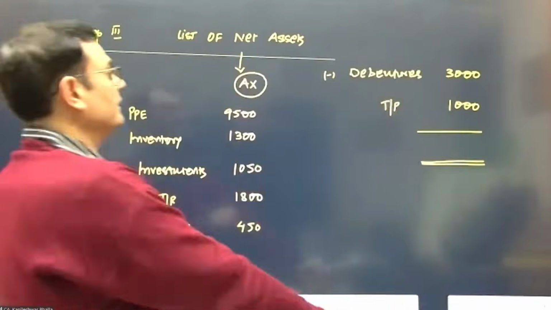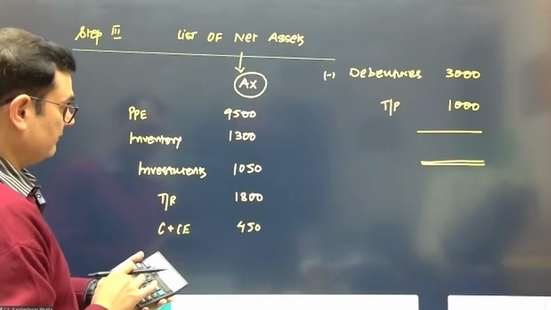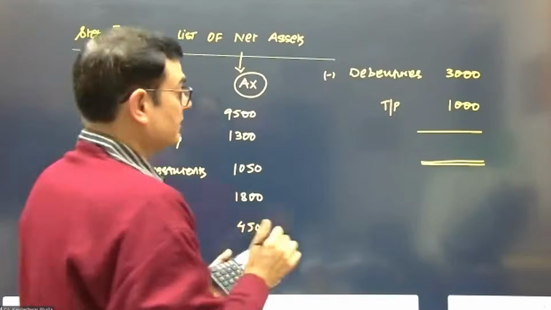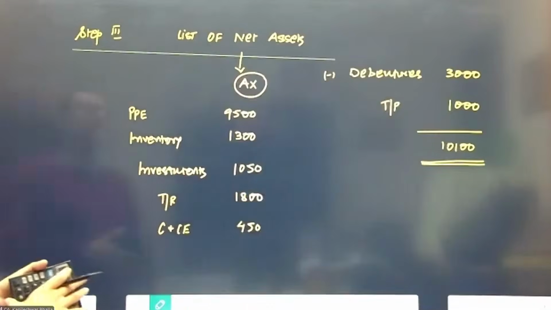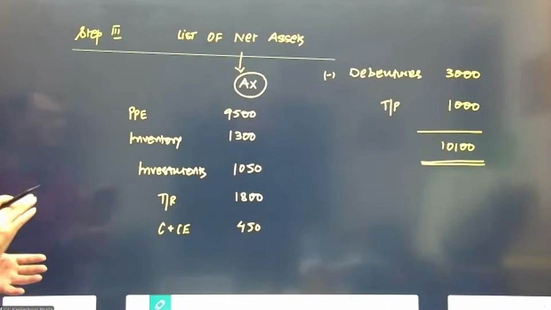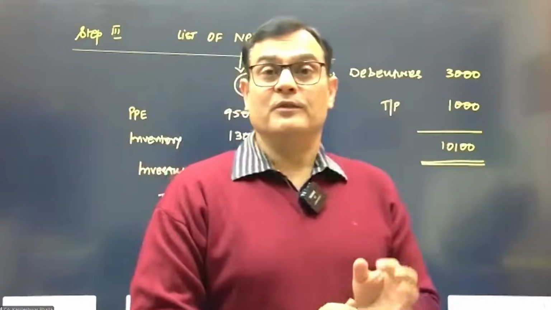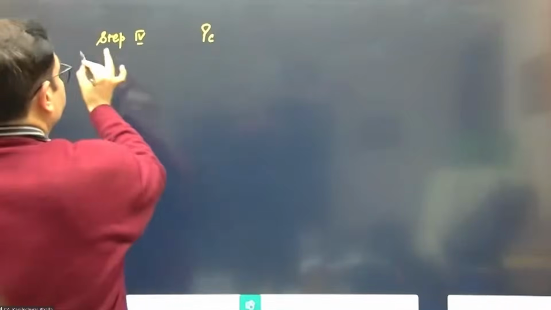So we can comfortably get the net assets of this company. I guess it comes to 10,100 is the net assets of accounting equity. Right, so I think this is done. The step number 3 stands done. Now comes the crucial step number 4, where you need to calculate the purchase consideration. So step number 4, we need to calculate the purchase consideration.